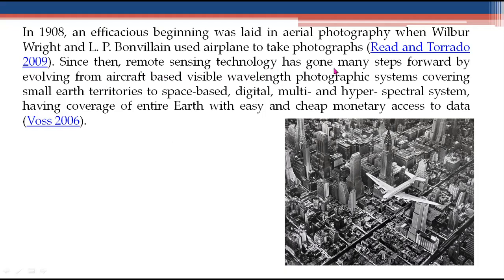Since then, remote sensing technology has gone many steps forward by evolving from aircraft-based visible wavelength photographic systems covering small Earth territory to space. Afterwards, remote sensing technology was a tremendous success. It went from aeroplanes covering a small area to almost the whole of Earth, from airplane to space-based or digital or multi-hyperspectral systems through satellites, having coverage of the entire Earth with easy and cheap monetary access of the data.